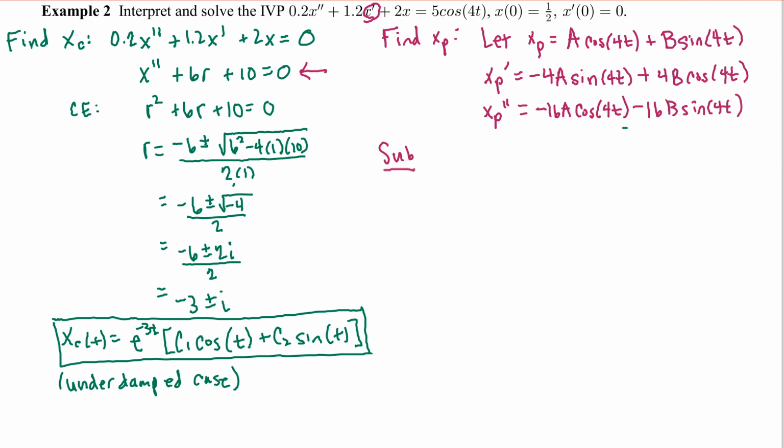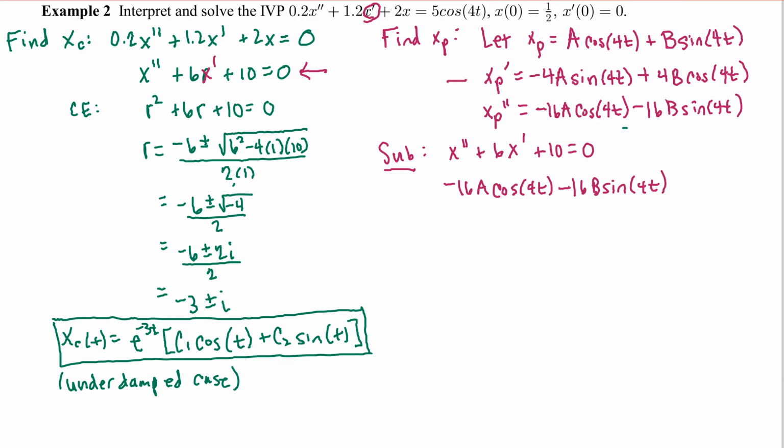So substitute into x double prime plus 6 x prime plus 10 x equals 0. Now, I don't think I'm going to be able to fit all this on one line, so I'm going to work this vertically this time. I'm going to take x double prime and I'm going to add 6x prime down here on the next row.